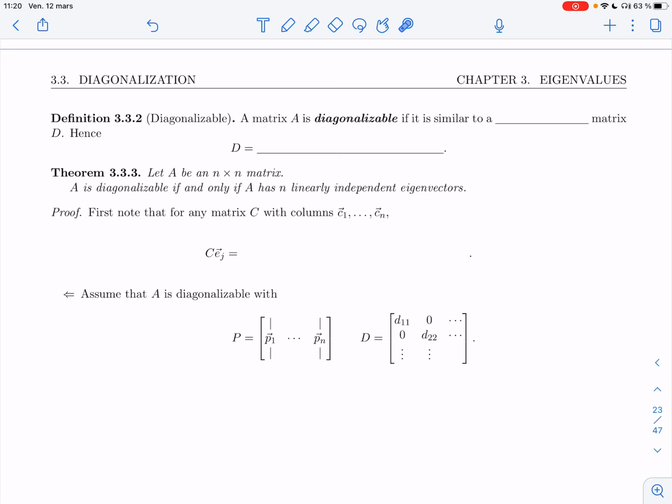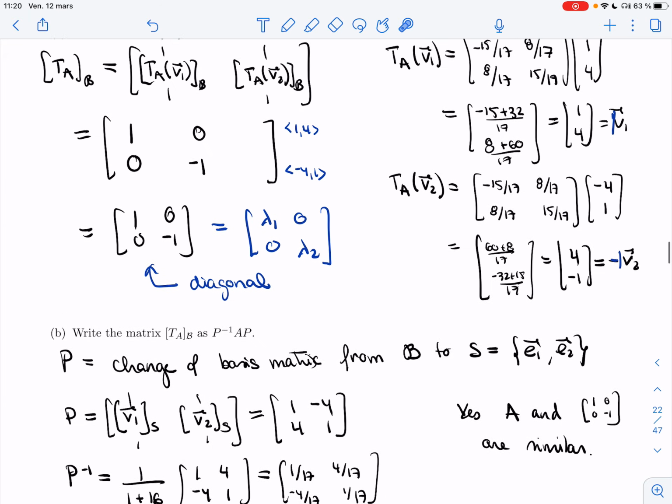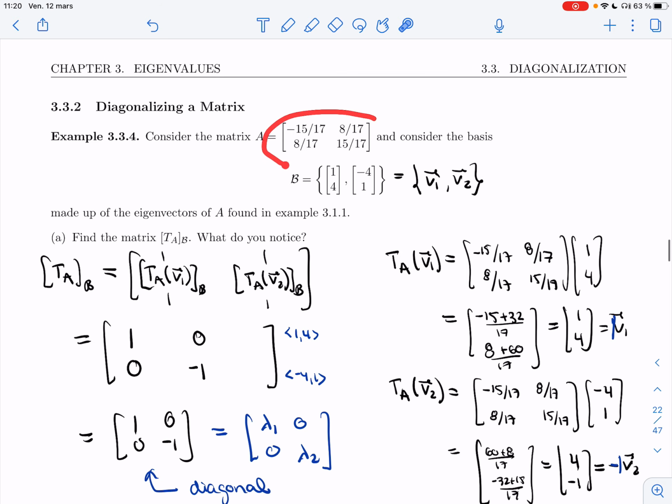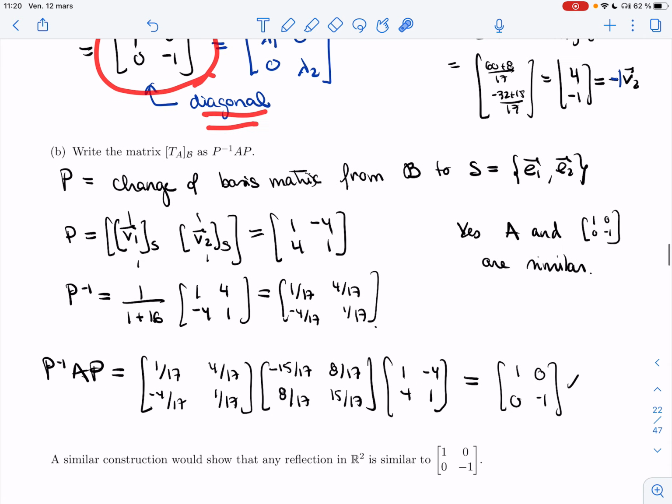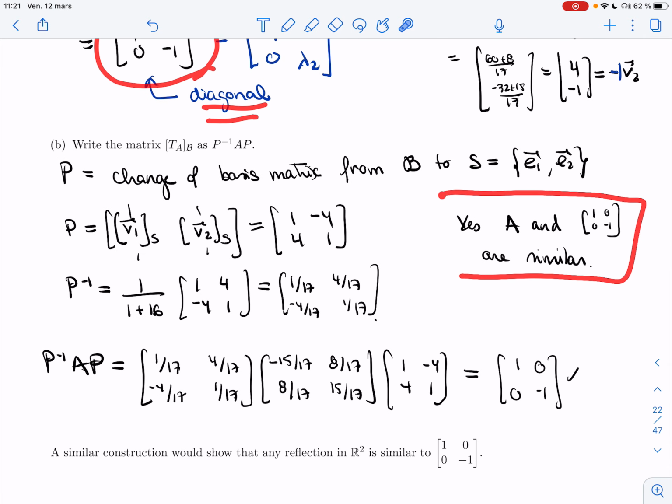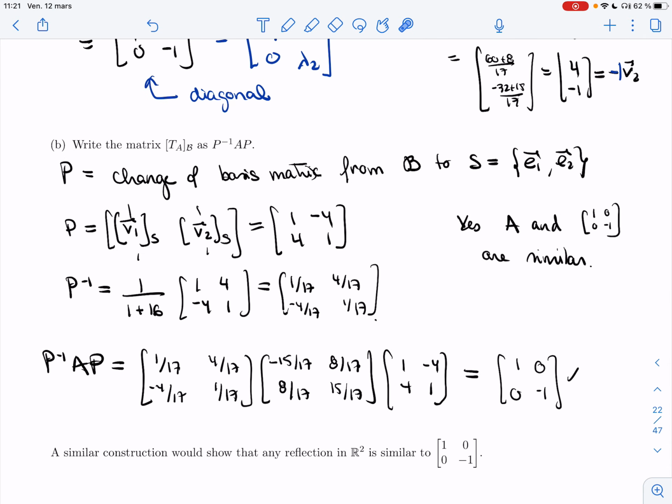All right, in the last video, we looked at this example here, and we started with a matrix that looked horrible, but we knew it wasn't. We knew it was just a reflection. And if we saw it in the right basis, we got a really simple one. We got a matrix that's diagonal, which is quite nice, and we saw that the original matrix is just similar to this new simpler matrix. And a similar construction would show the same thing for any reflection in R2.